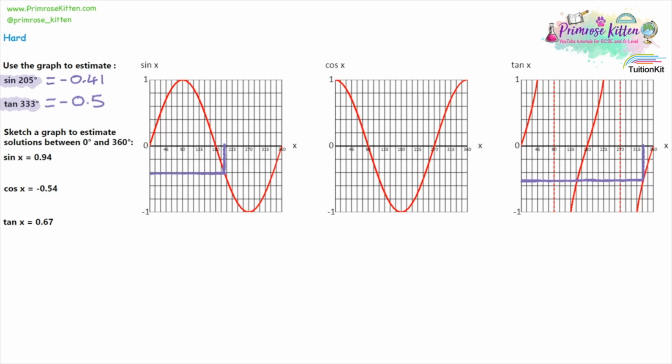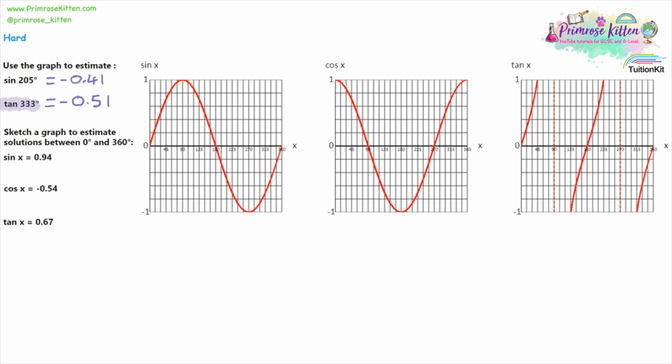If you're good with your exact values, you might remember that tan 330 is equal to exactly negative a half. So given we're 3 degrees above that, you might want to put an extra decimal place on to be a little bit more accurate, but negative 0.5 will be absolutely fine as an estimate to that answer. Moving on to question 4.